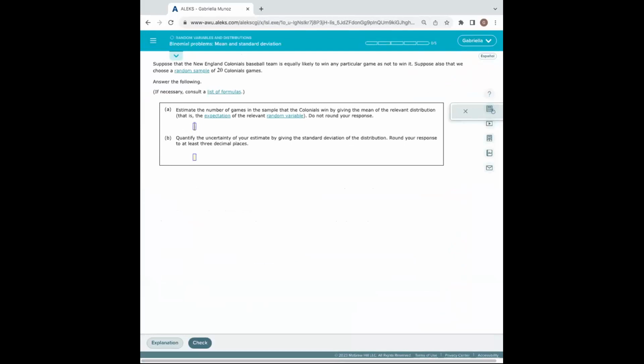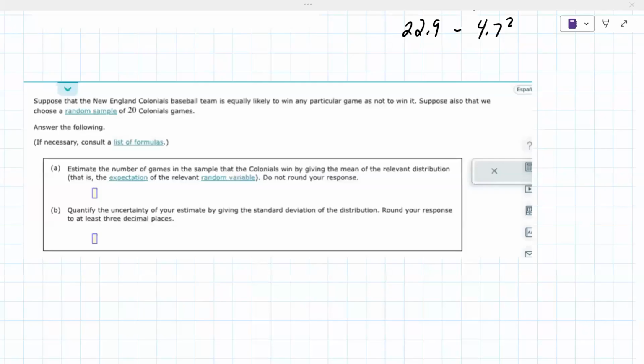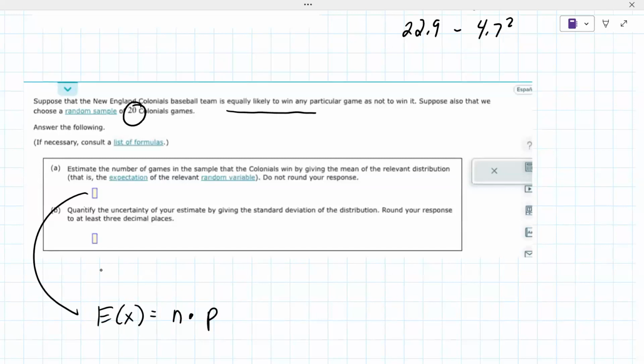So the mean of a binomial variable, which is what the first box is asking for, which has a lot of words here. The mean, or what's called the expected value for part A, the expected value of x, is the value of n, which in your problem is 20, right? And then the probability, and it's called n times p. Now it says that they're equally likely to win. That means p is 0.5. So 20 times 0.5 is 10.